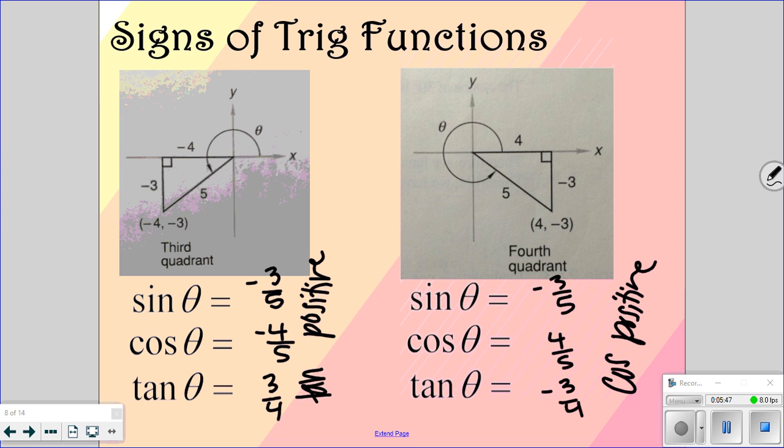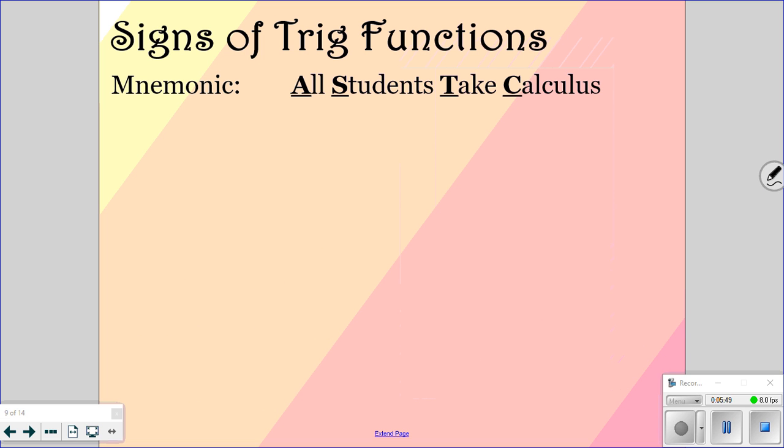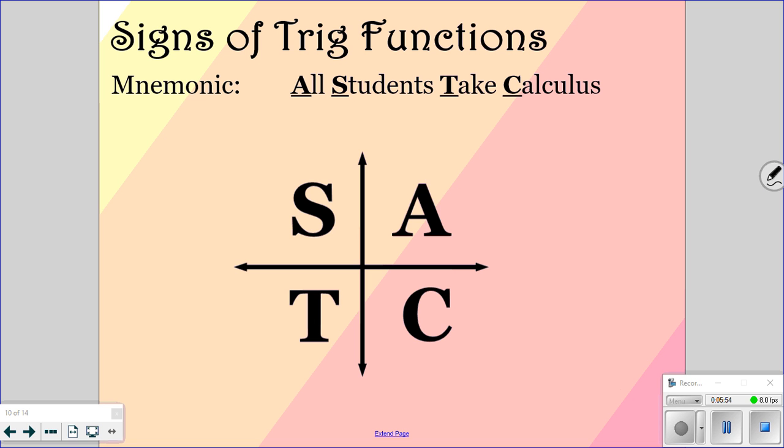Okay? So looking at all 4 of those together, there's a mnemonic. All students take calculus. All of them were positive in the first quadrant. Only sine was positive in the second quadrant. Only tangent was positive in the third quadrant. And only cosine was positive in the fourth quadrant. So all students take calculus. That's where that mnemonic comes from. I'm going to refer to that a lot. You need to learn what the all students take calculus means.